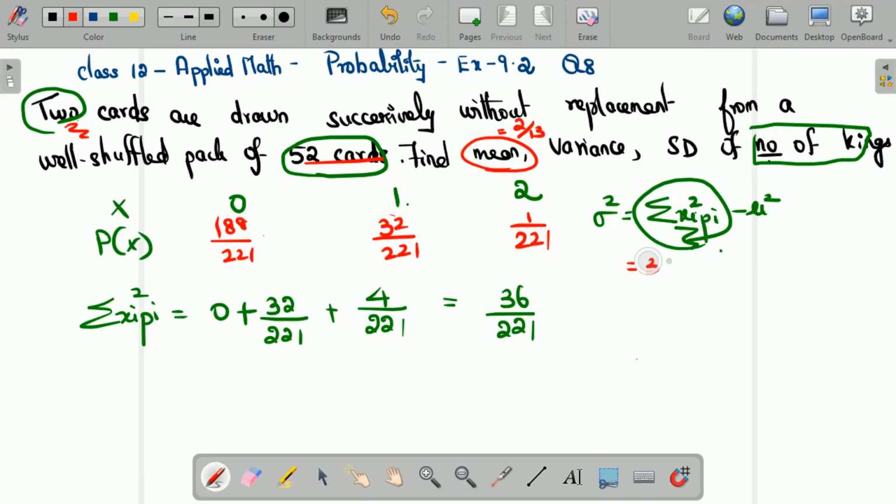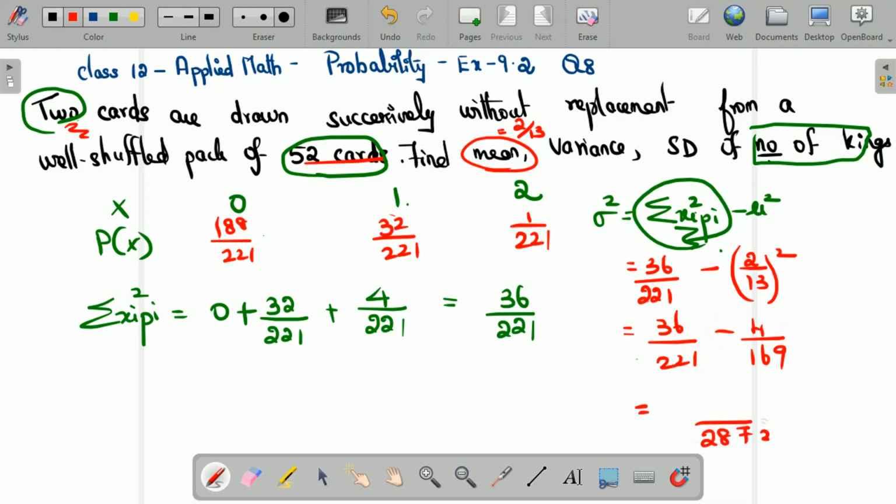So let's substitute. So this is 36 by 221 minus 2 by 13 the whole square. So in this case, this is going to be 36 by 221 minus 4 divided by 169. So if you take LCM, we are going to do a cross multiplication and simplify. So this is going to be 2873 in the denominator and the numerator will be 400. After LCM and all this calculation, this is the final answer. So the variance is equal to 400 divided by 2873.